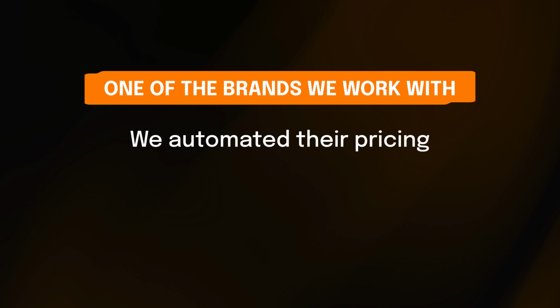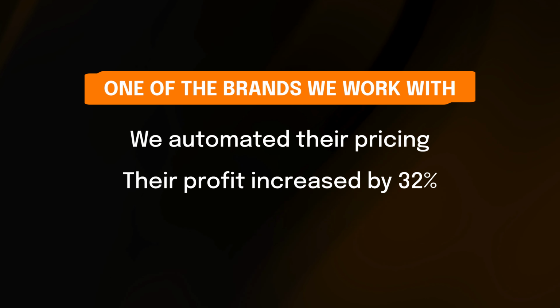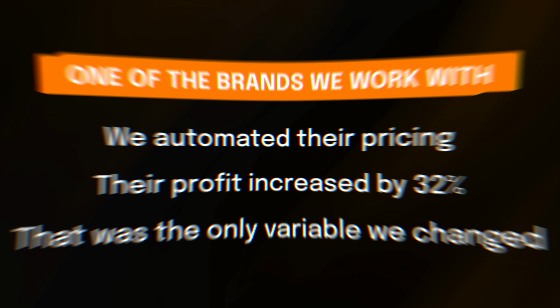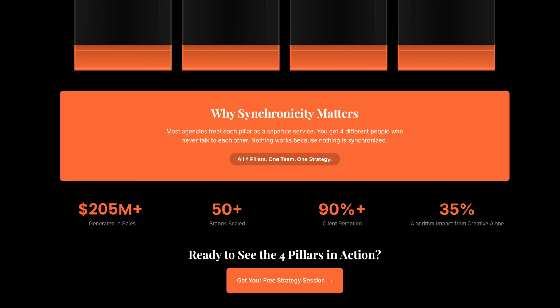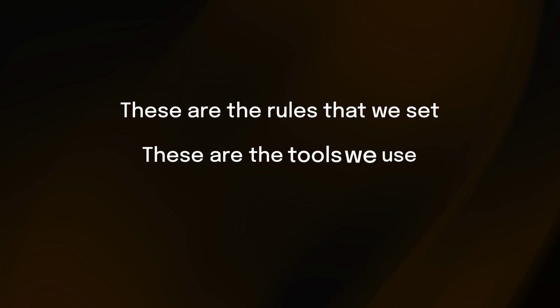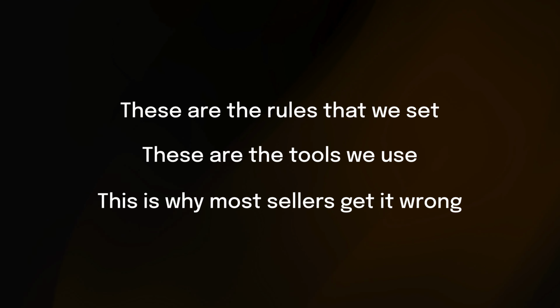One of the brands we work with, we set up pricing automation for them. Their profit went up by 32%. That was the only variable that we changed. After scaling over 50 brands and doing over 205 million in sales, this is how we actually think about pricing at GigaBrands. And these are the rules that we set, these are the tools we use, and this is why most sellers get it wrong.